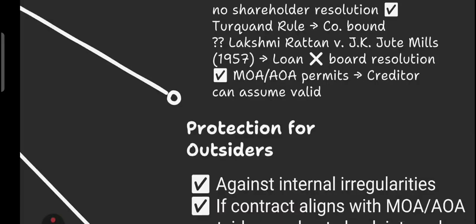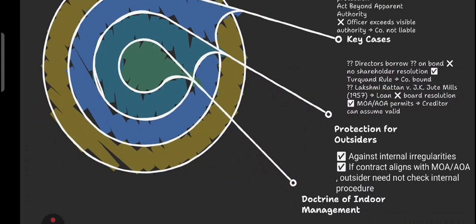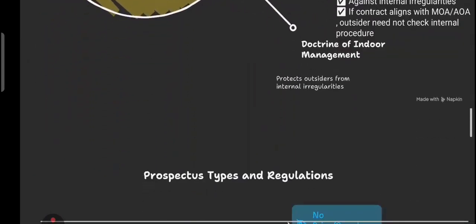So the bottom line is that this doctrine ensures fairness. You trust the company on the outside and you don't suffer just because someone inside skipped a step, right? That is all about it.